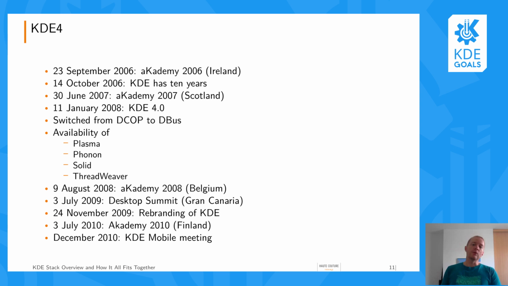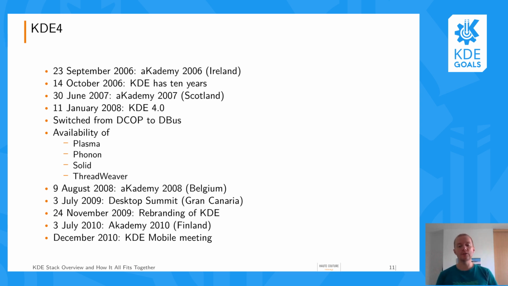On 4.0, that's when we get Plasma, Phonon, Solid, Threadweaver. So there's like a whole series of new frameworks appearing for 4.0, and that's where we get really close to what we have nowadays. A few more academies, one in Belgium with lots of drunk people, because Belgian beers are actually a trap.